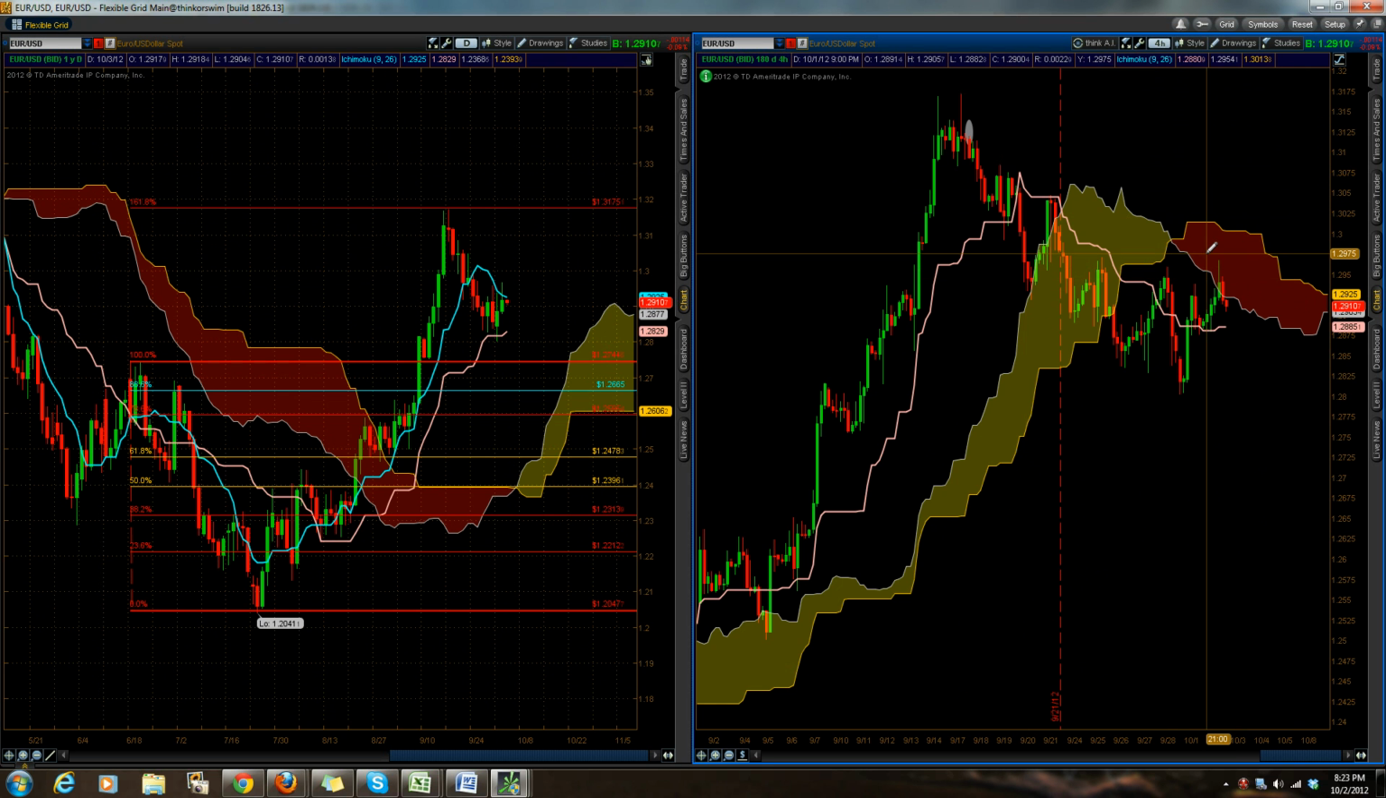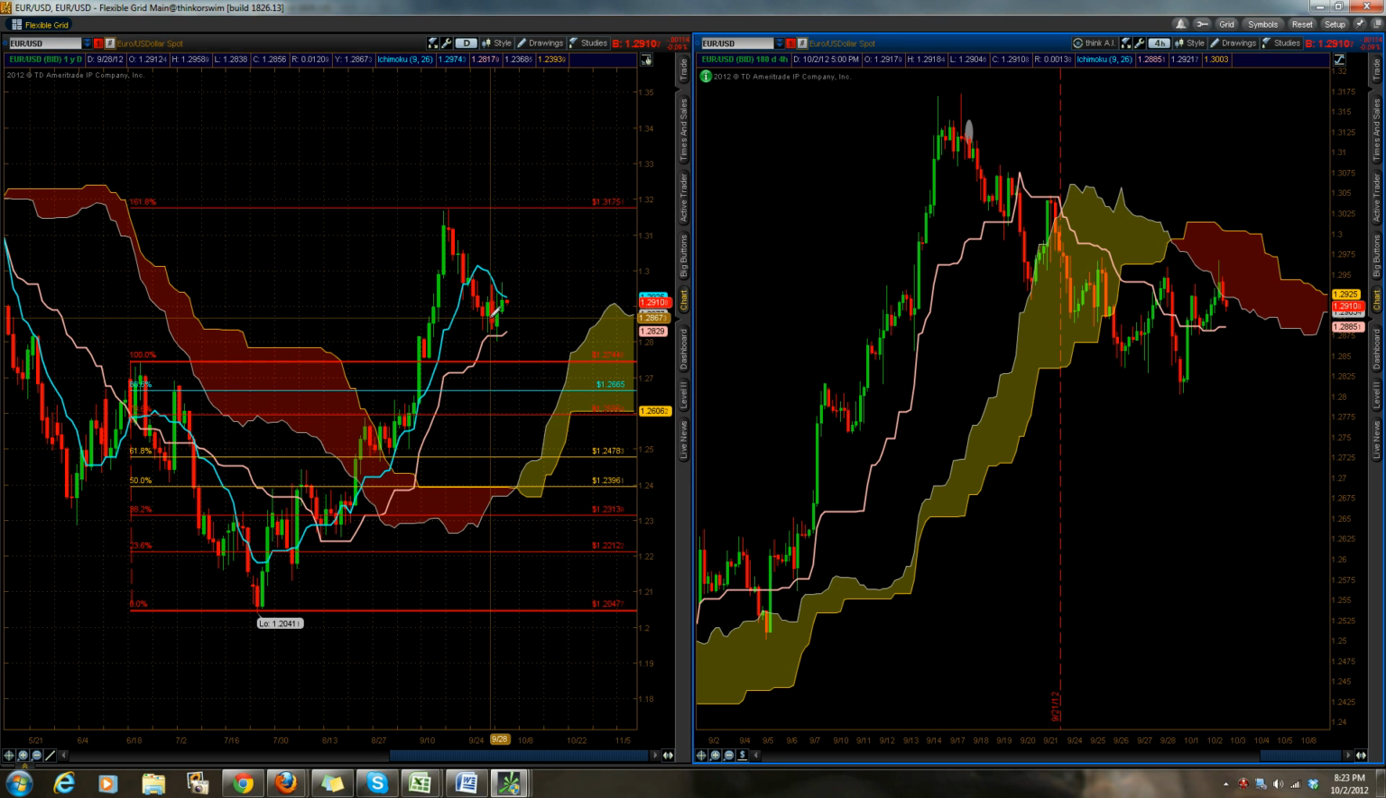We do have mixed signals because on a 4-hour chart, price is trading below the cloud, and the cloud for the future is bearish. However, on the daily chart, we have price still trading above the overall cloud, and the future cloud on the daily chart is bullish. So what we want to see first is a break and a close below the 4-hour cloud, followed by a real close below the 4-hour Kijun.